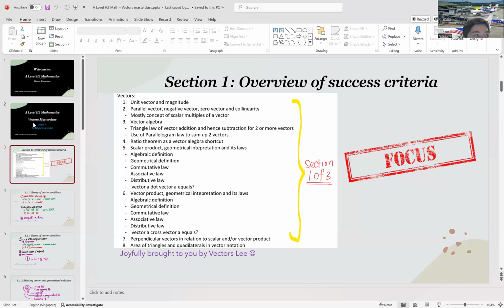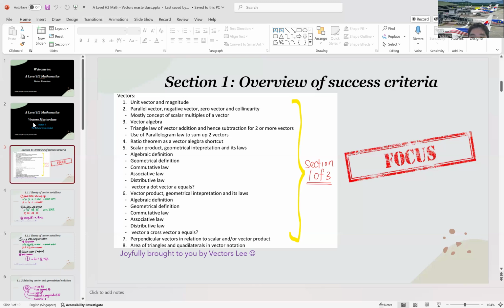Then after that, I'm going to use the ratio theorem as a shortcut to vector algebra. You can probably simplify this as compared to what you learned in O levels. Only after that, the game will start when I start delving into scalar product and vector product before I even jump to perpendicular vectors and the area of triangles.